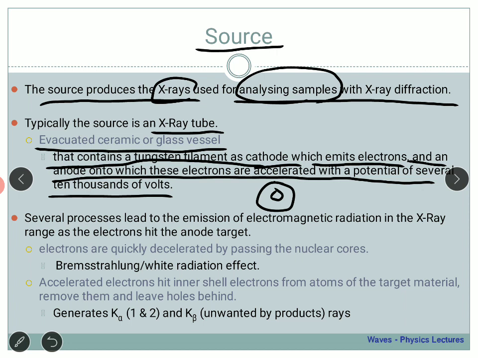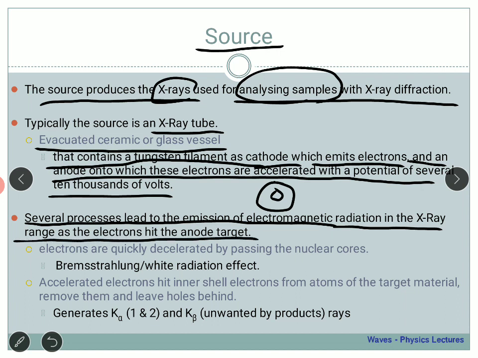I think we have already talked about it. Several processes lead to this. After the fast electron hits the anode, which is mostly copper, though we use other sources also like cobalt and molybdenum and so on, several processes lead to the emission of electromagnetic radiation in the X-ray range as the electron hits the anode target.